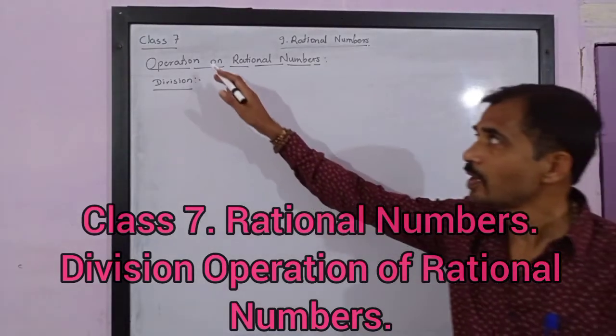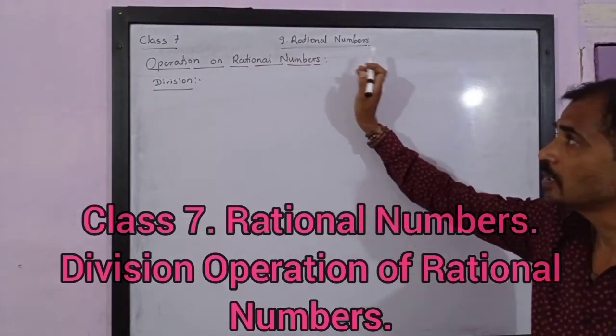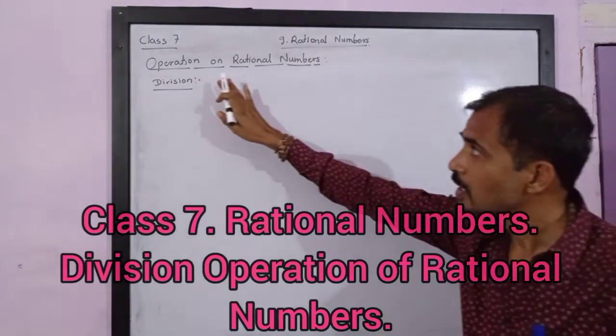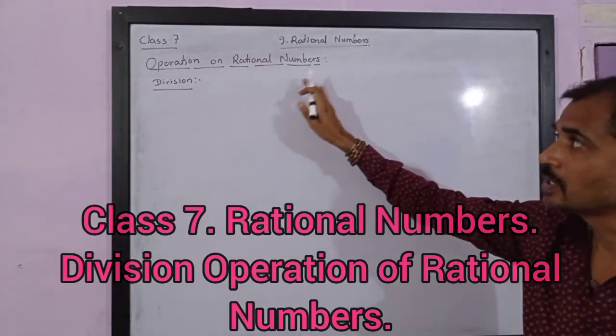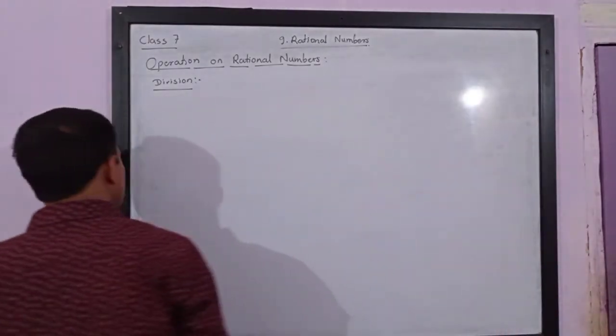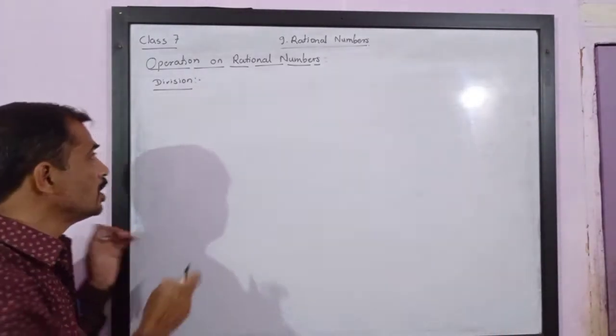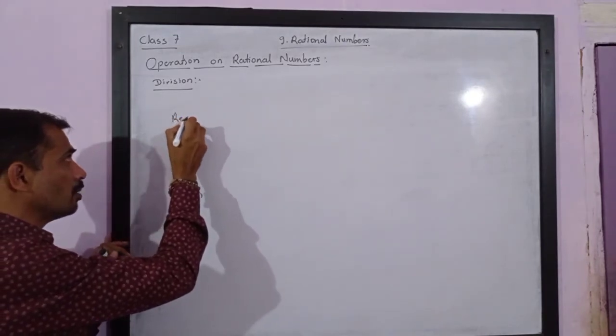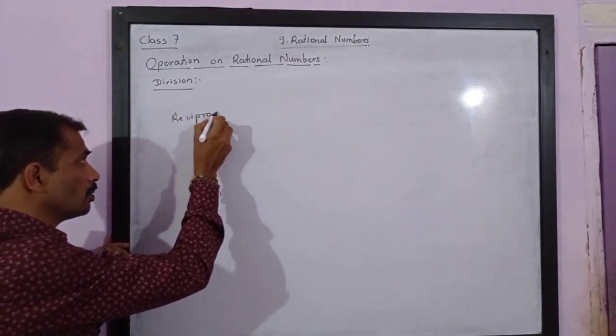Dear friends, in class 7, we are studying ninth lesson, rational numbers, and in rational numbers, we were studying operation on rational numbers. Next operation is division. Before going to division operation, we will have to study the reciprocals. So let us understand what does the reciprocal mean. Reciprocal.